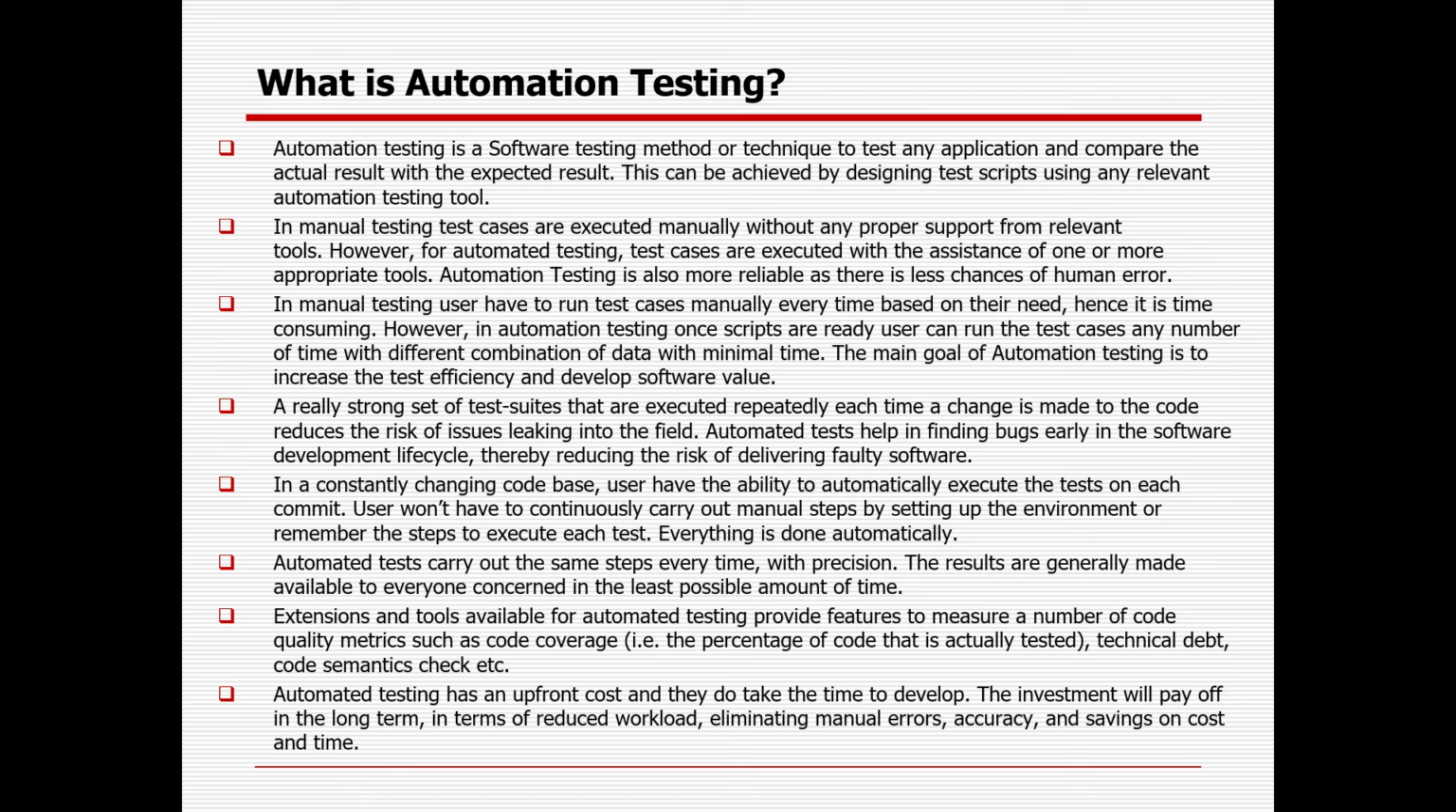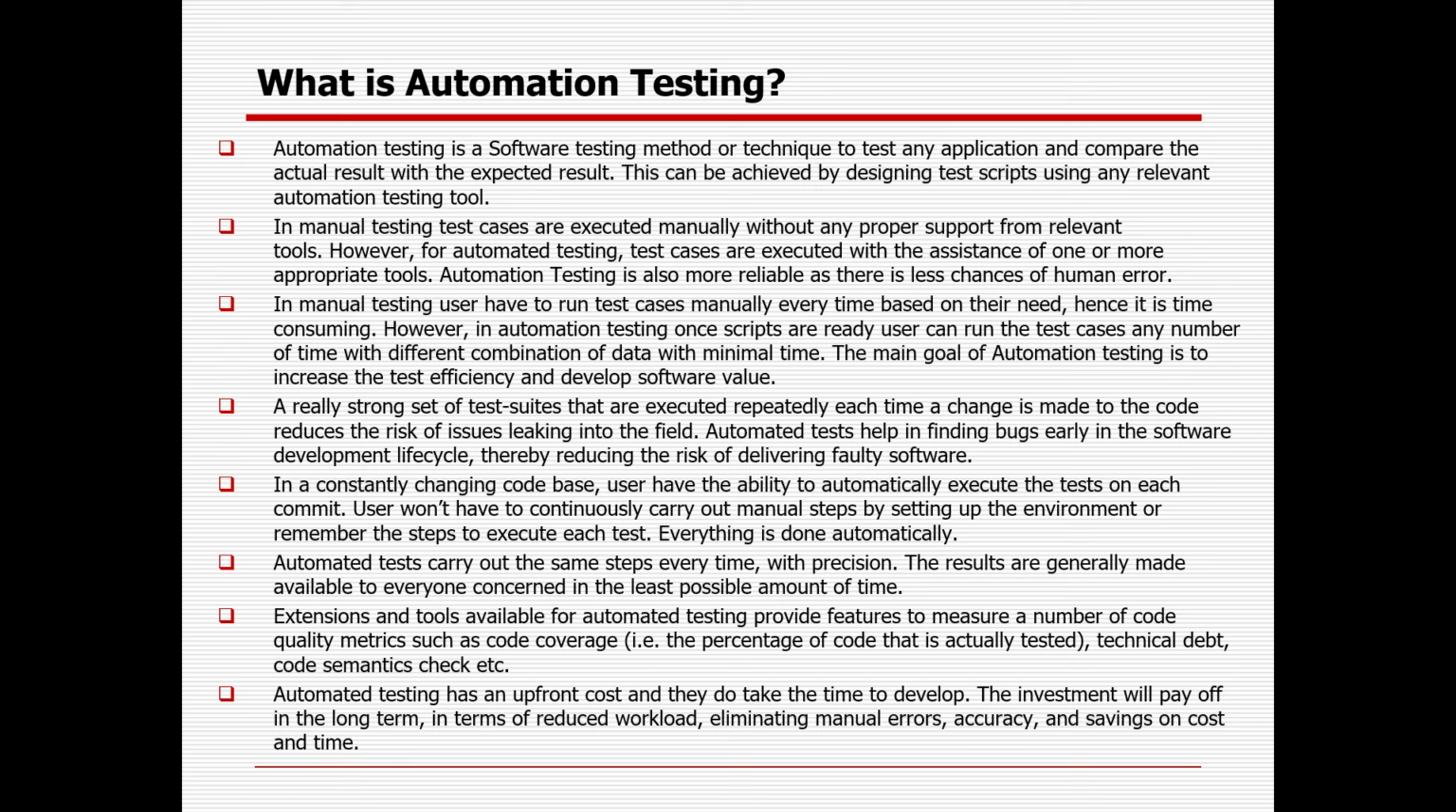Okay, so automation testing is a software testing method or technique to test any application by comparing the expected and the actual result. Whenever the actual one is different from the expected one, or the requirement, definitely it is a deviation, and in the same way you can log the defect.